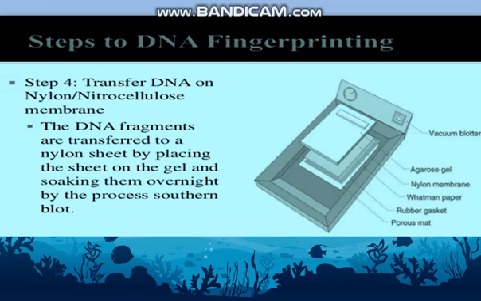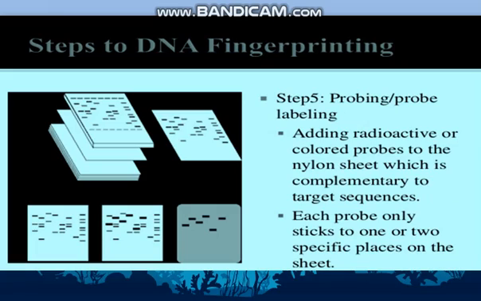And now the next step is probing or probe labeling. Now, after transferring the DNA fragments onto the nylon sheet, probing is done. And how is it done? By adding radioactive or colored probes to the nylon sheet, which are complementary to target sequences. And each probe only sticks to one or two specific places on the sheet.